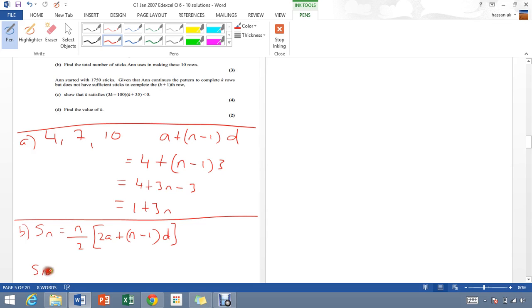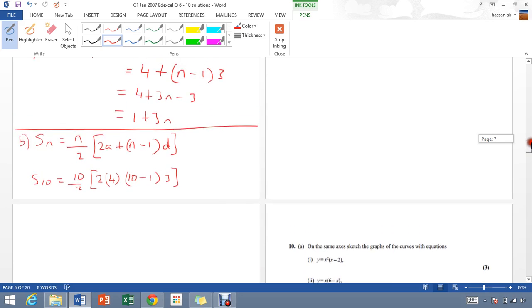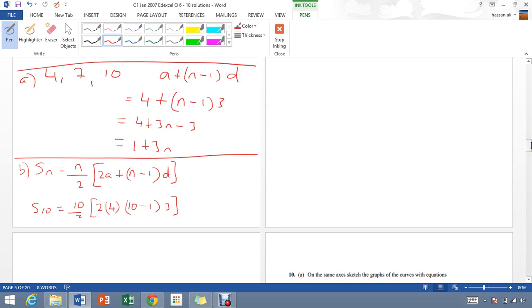So S10 will equal 10 over 2, and then you're multiplying that by 2 times 4, because that's your first term, and your n, so we're using 10, and your difference is 3. Okay, so now if you simplify this, what you should end up with is S10 being 5 times 35, and then you should end up with 175.